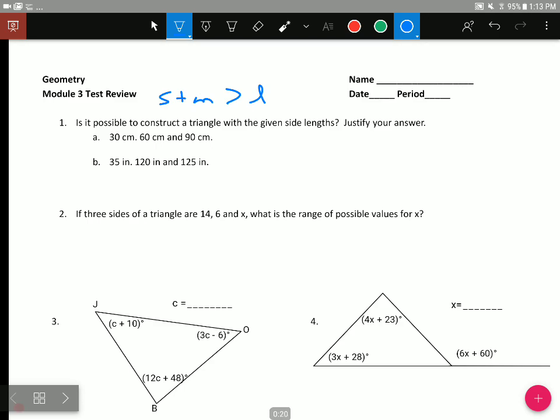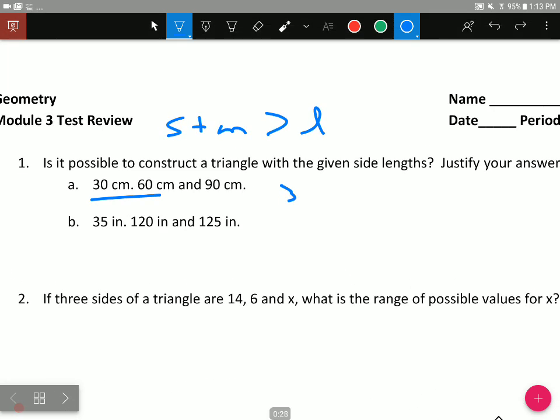Okay, so no matter what order we put them in, you grab the two smallers. 30 plus 60 equals 90. 90 is not bigger than the last one, so the answer to the first one is no.